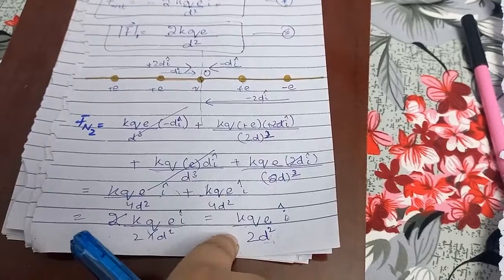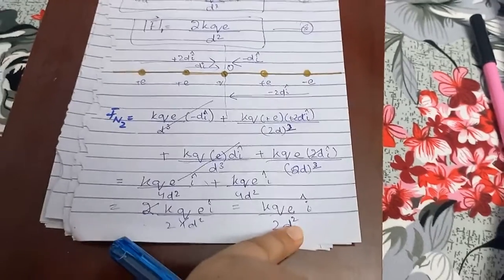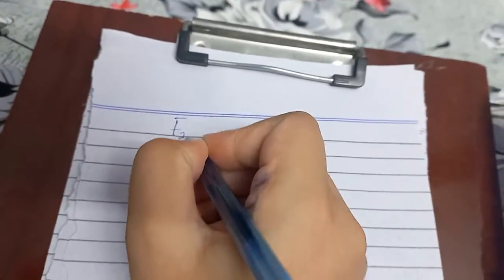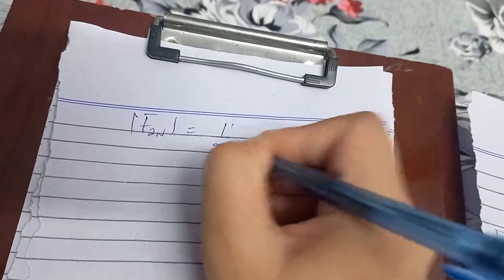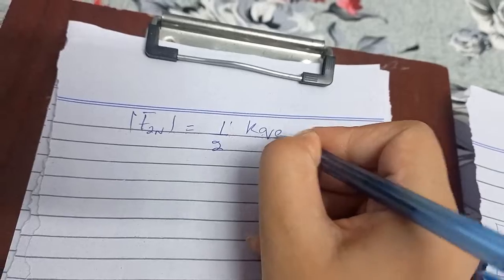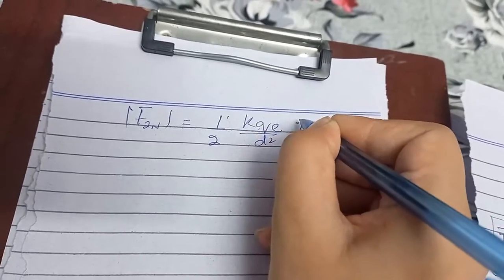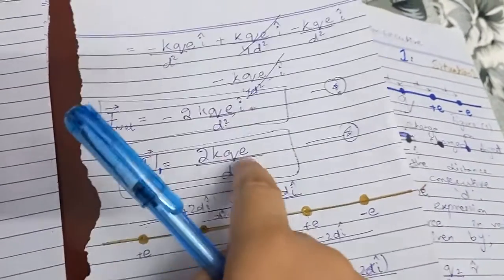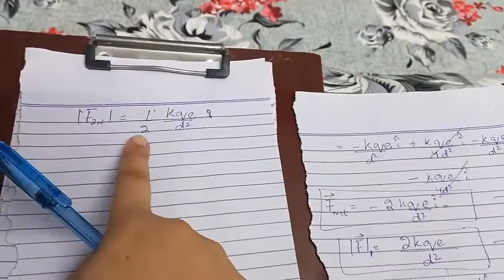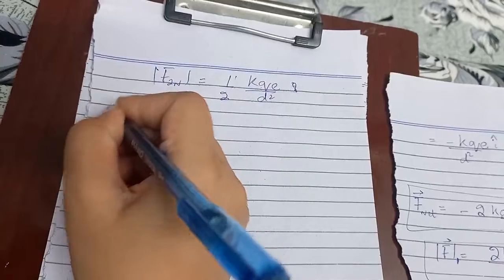It's 1 over 2 k q e over d square, so let's write it here. F2, for the second situation, is 1 over 2, taking 1 over 2 common, k q e over d square in magnitude. And in the first situation it was 2 times k q e over d square. You can see it's half of it and it's double of it. Now let's see the third situation.